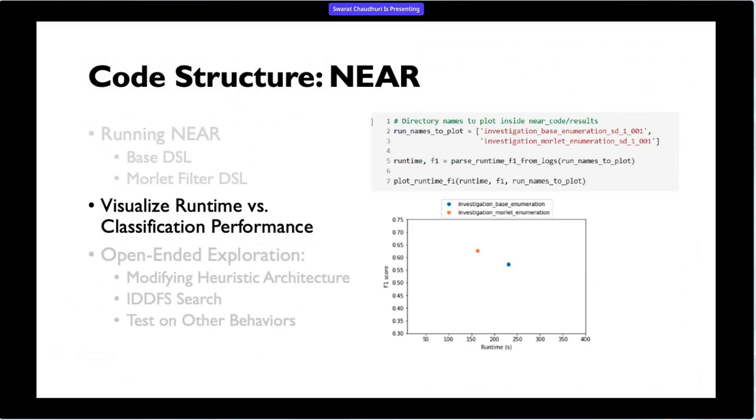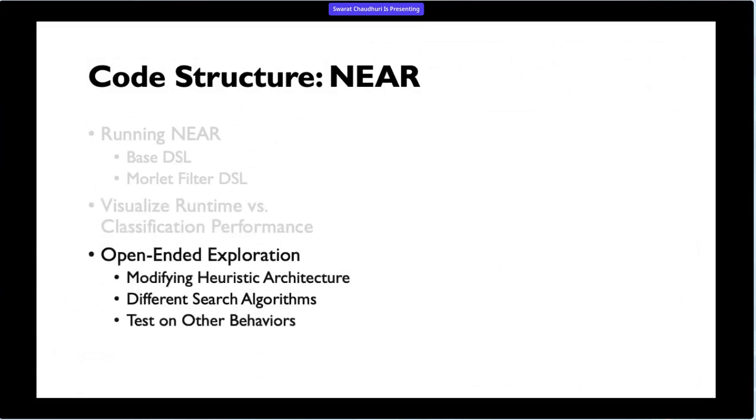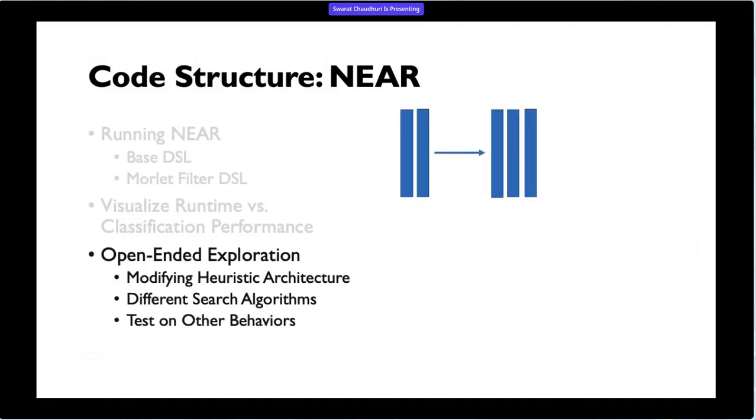If you plot this alongside the other enumeration techniques, we find that these are much more on the left-hand side compared to just enumeration directly, which validates the idea that NEAR performs much better than enumeration and is a much better search procedure. Then there was some open-ended exploration where we wanted to see how we can improve upon performance, and it turns out that there are three or four very simple ways in which the performance increases a lot. For instance, you could modify the heuristic architecture. Instead of using a two-layered network to guide the search, if you use a three-layered network, the performance improves a lot.